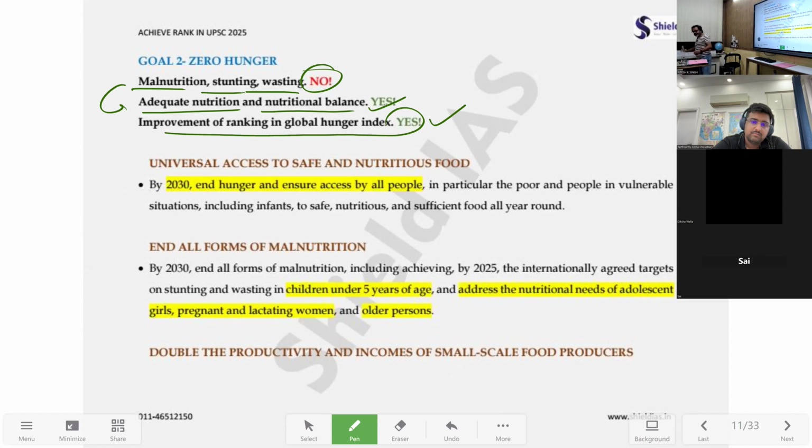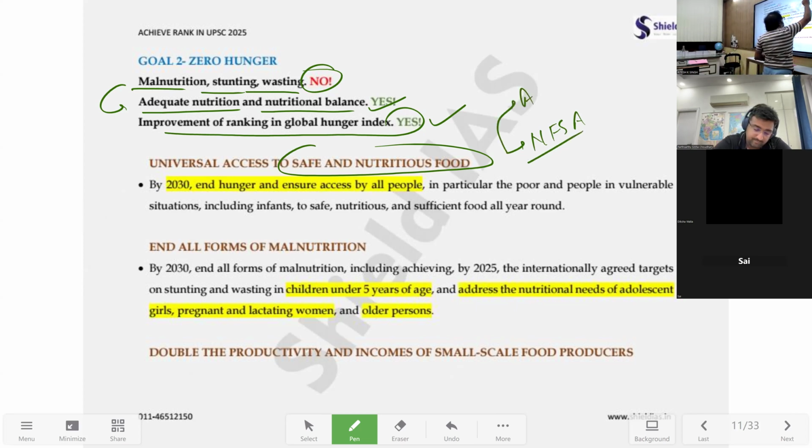Further, now, so what is required is first of all, universal access to safe and nutritious food. That is why the National Food Security Act, NFSA, becomes important. A program like Anganwadi becomes important. In schools, MDM, midday meal becomes important. Then PDS becomes important, the public distribution system.